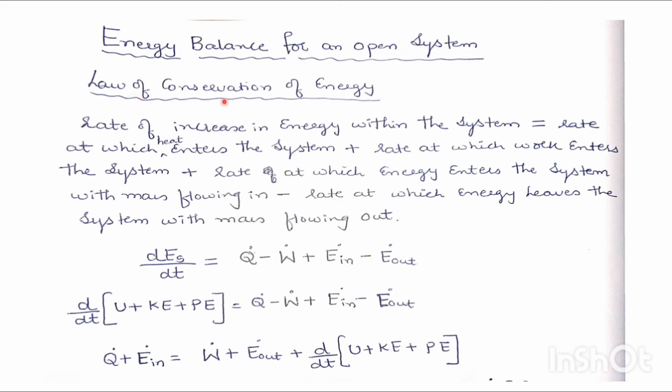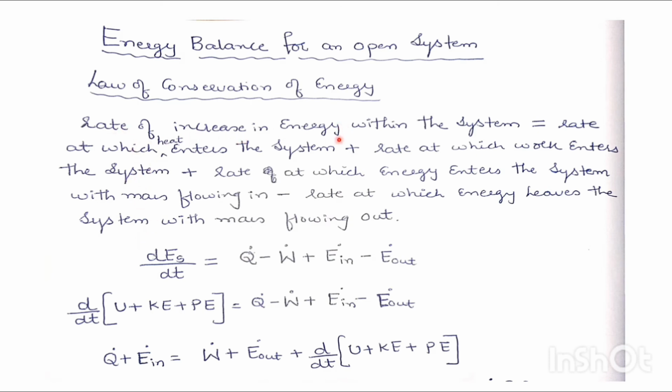Now, according to the law of conservation of energy, how are we going to write this equation? Rate of increase in energy within the system equals the rate at which heat enters the system, plus the rate at which work enters the system, plus the rate at which energy enters the system with mass flowing in, minus the rate at which energy leaves the system with mass flowing out. So this is the law of conservation of energy.